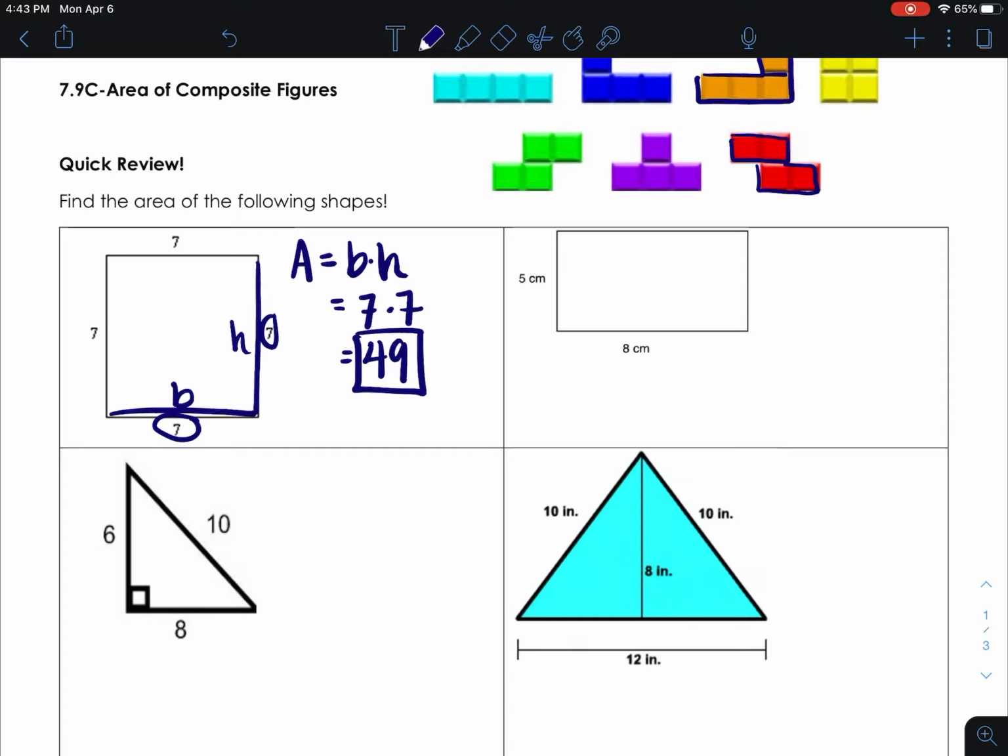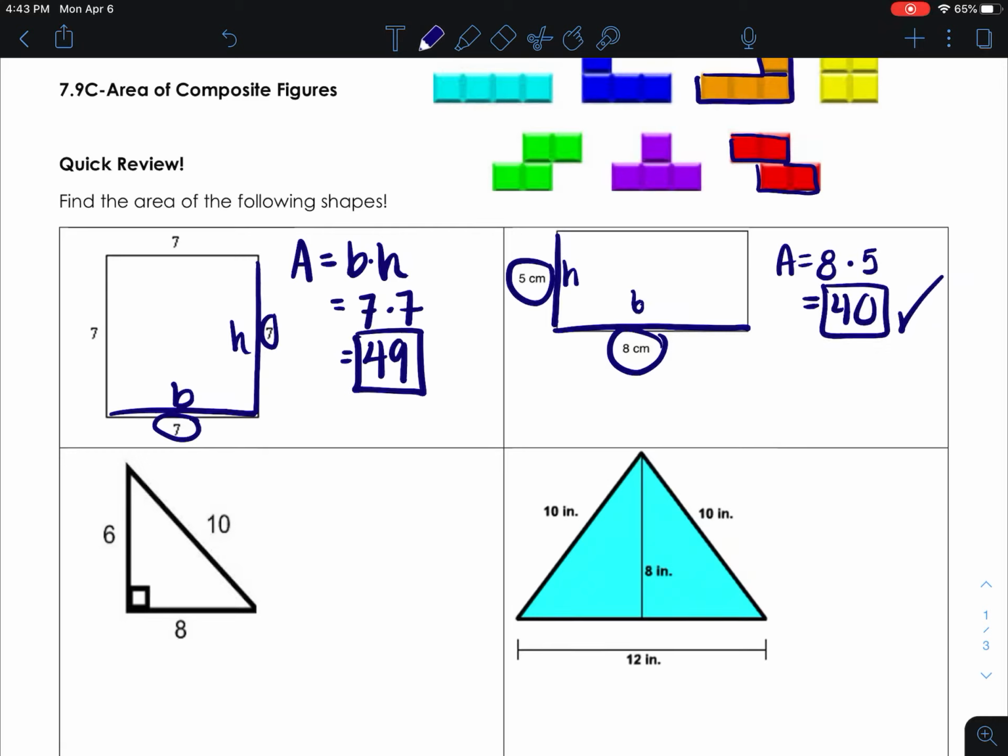Go ahead and pause this and do the next one. Okay, so for this next one, you should have multiplied these two numbers. So 8 times 5. 5 is your height, 8 is your base. So you should have had area equals 8 times 5, which was 40. If you got that right, give yourself a check.